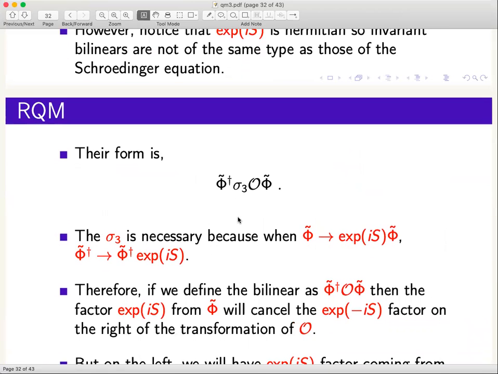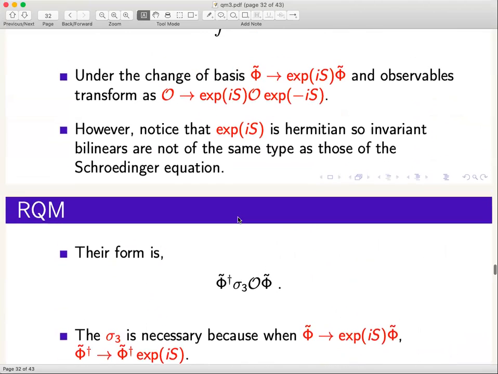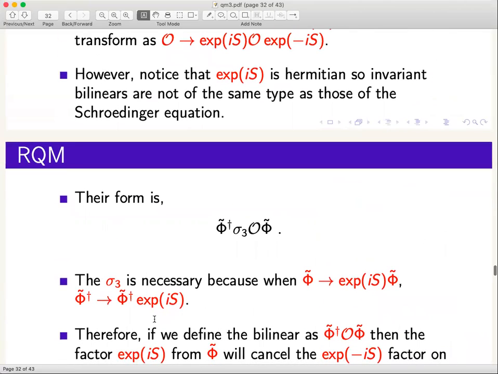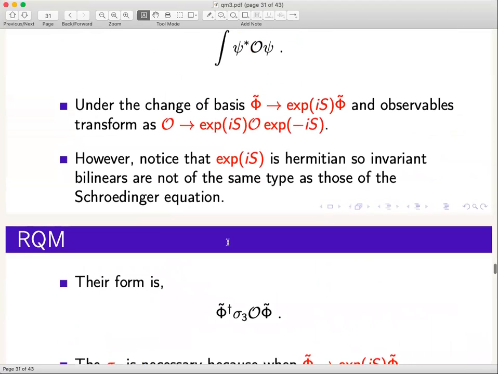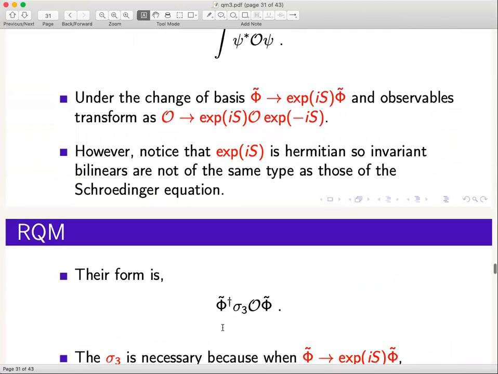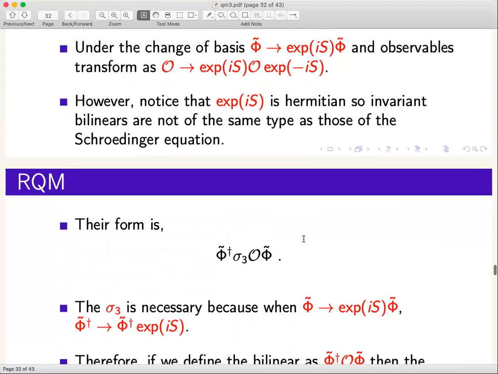No, not really. The transformations of O are kind of independent of how phi and phi tilde would transform. Just take the following thing. Don't worry about the phi tilde dagger piece. Just take O times phi tilde, and multiply by e to the is from the left. That is good enough for you to figure out how O and phi tilde would transform under that transformation, without knowing how phi tilde dagger transforms.